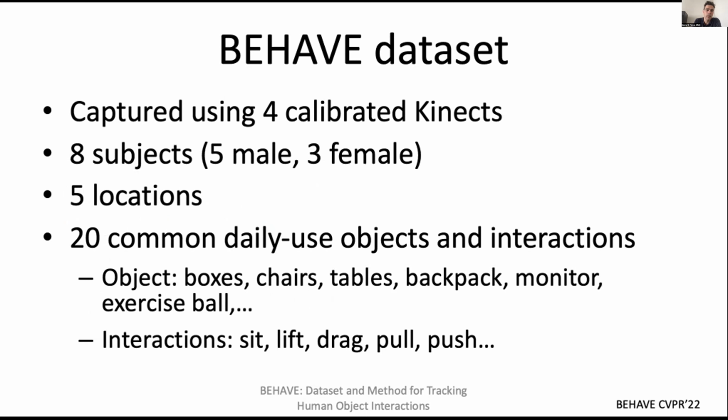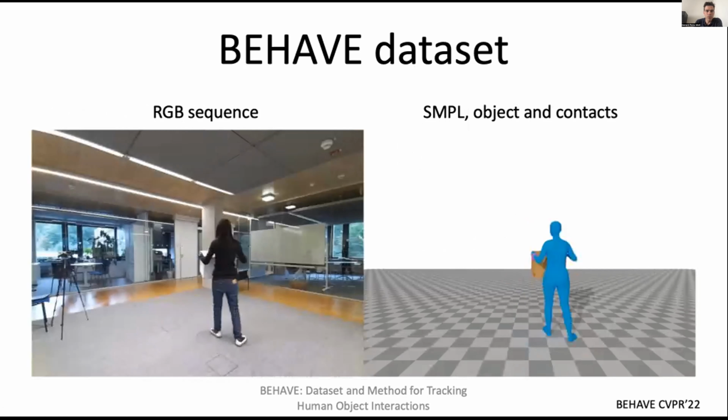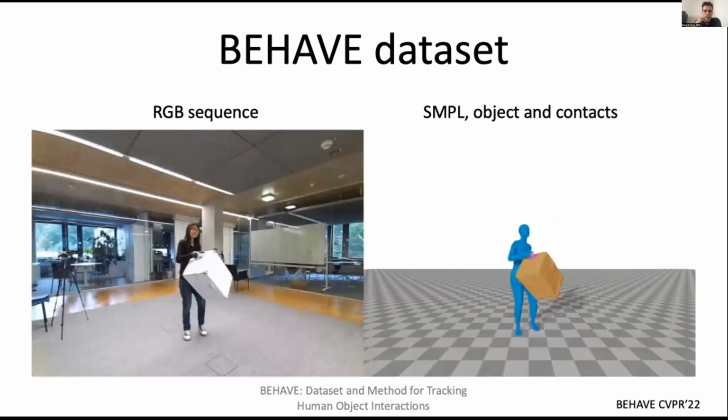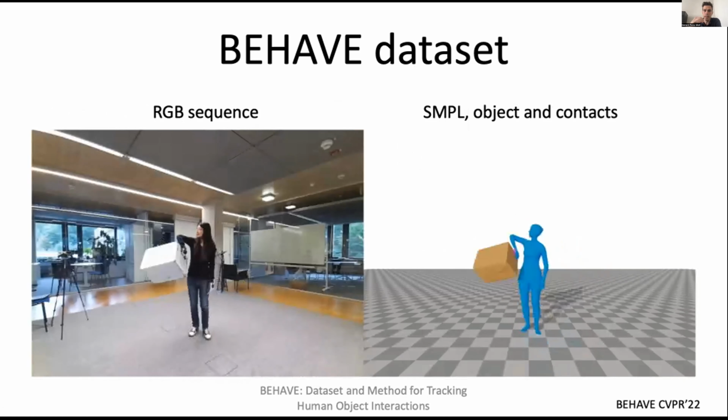The objects are, for example, boxes, chairs, tables, monitors, and so on. And the types of interactions are quite varied for every object. So we record sitting, lifting, dragging, pulling, pushing, and so on. So this is an example of the type of interactions that we captured. And this is the largest dataset with accurate human object annotations in 3D. And I'll explain next how we obtain these annotations.